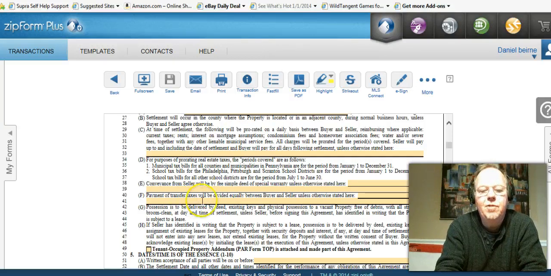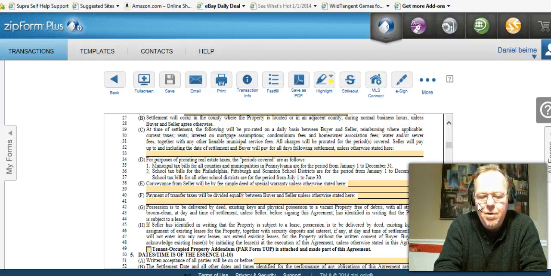Next line here. Payment of transfer taxes will be divided equally between buyer and seller unless otherwise stated here. In the city of Philadelphia, the total transfer tax is 4%, so the buyer pays 2%, the seller pays 2%. In the suburbs, most areas, the total transfer tax is 2%, with the buyer paying 1%, the seller paying 1%. Radnor Township is an exception. Pottstown is an exception. It's pretty important that you use our Trend MLS closing cost estimates when you're working with the buyer and the seller, because they have that all factored into their computers. And if you do that, you'll know if you are in an area where the transfer tax is not exactly 1% on either side.